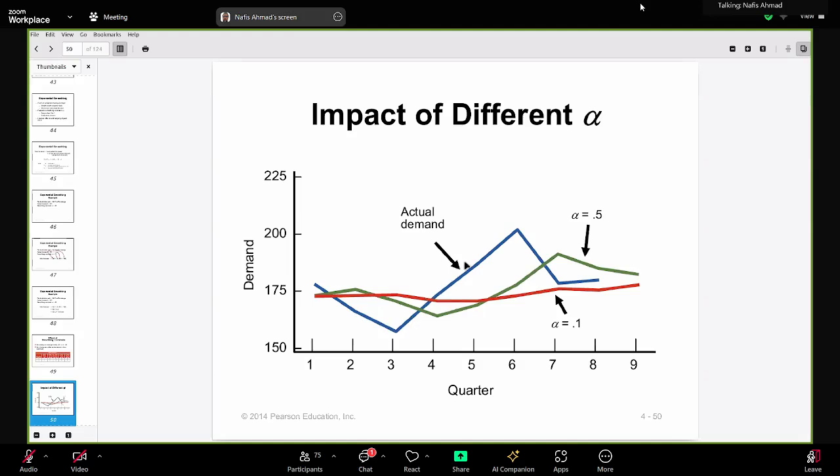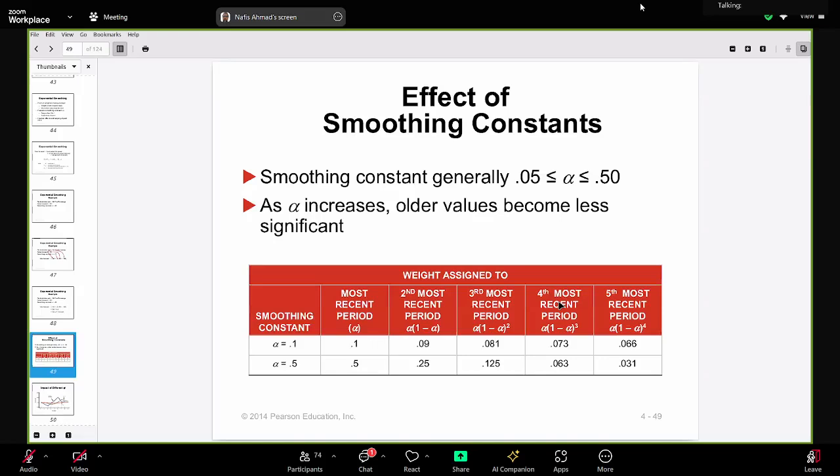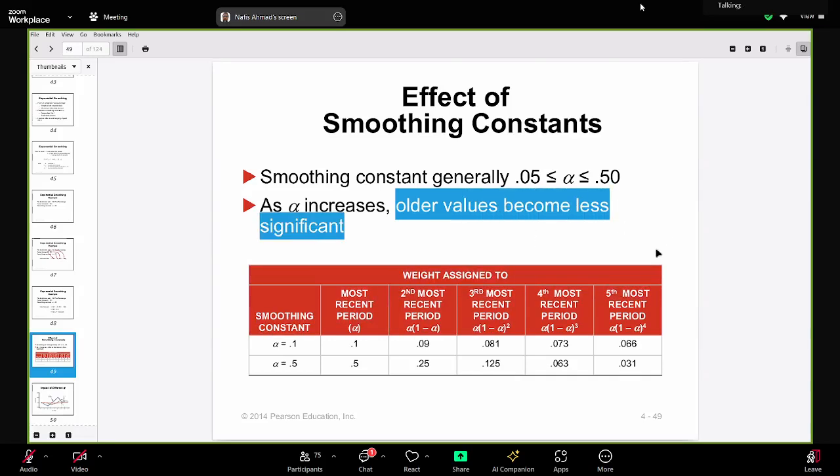So the blue line is the actual demand. The green line is the forecasted demand when you choose alpha equal to 0.5. If you reduce the value of alpha, it reduces the impact of recent values. So with an increase in alpha, older values become less significant.